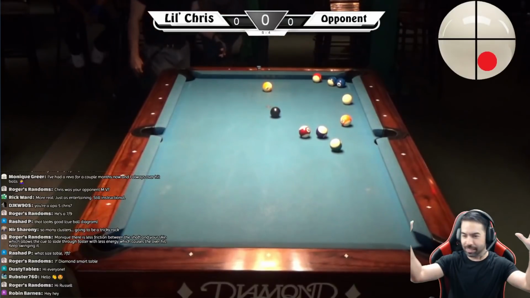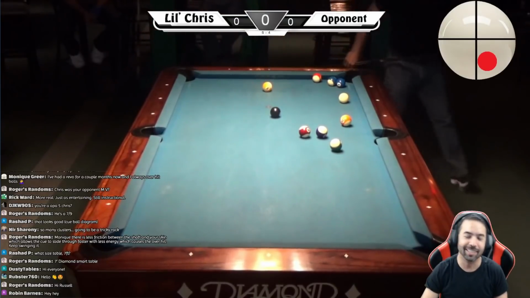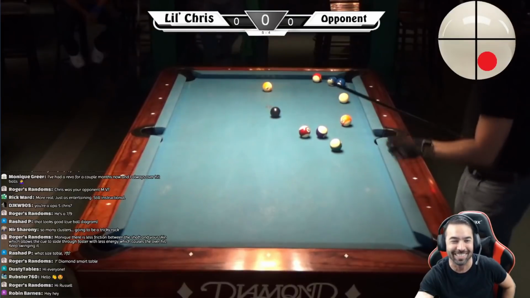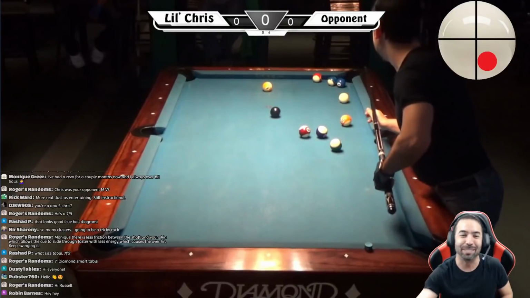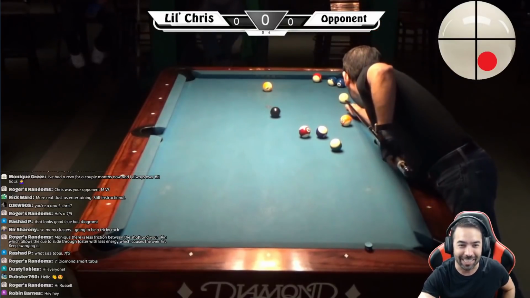And now we can say APA as I 2-rail bank the 7-ball into the other corner pocket. And on top of that, getting position for the 2-ball. That's ridiculous.